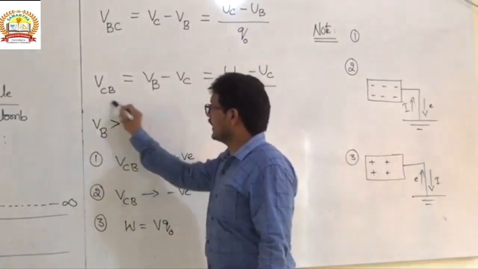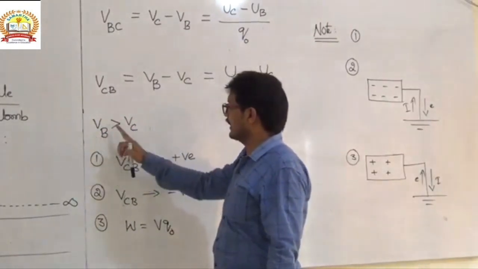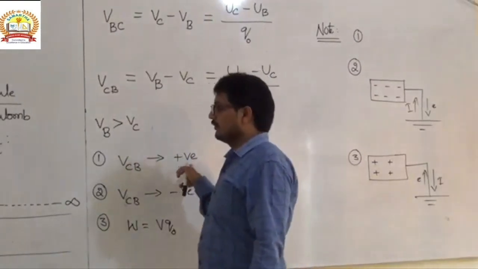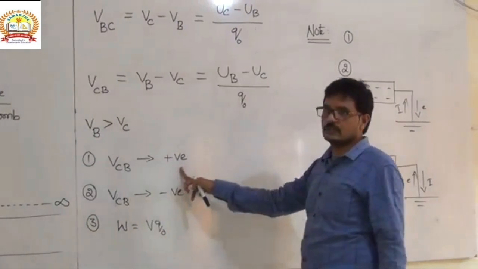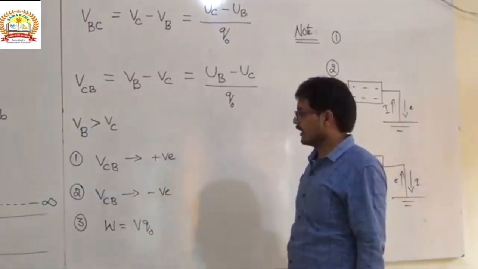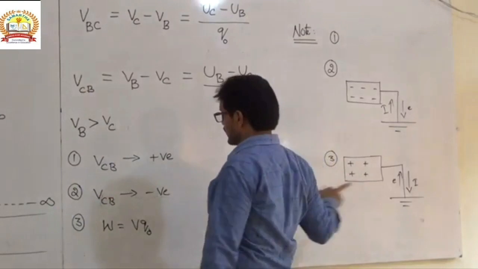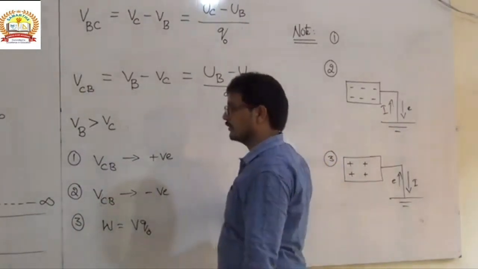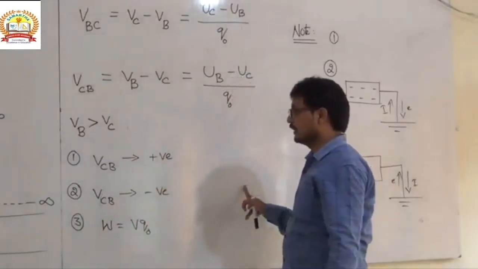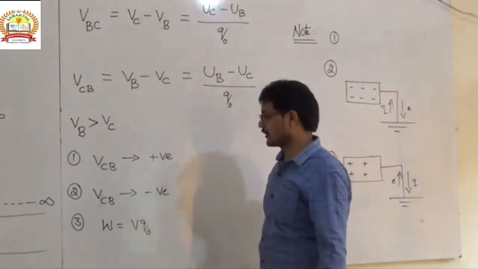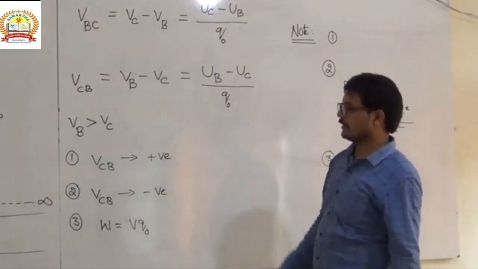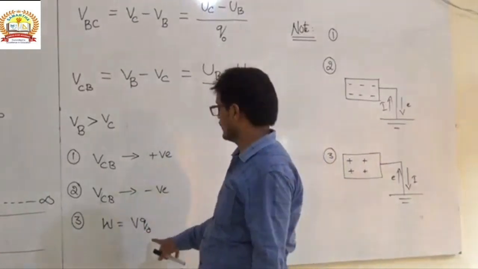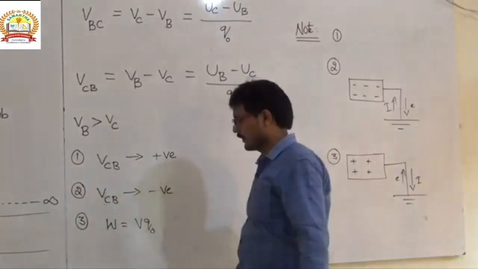If Vb is greater than Vc, that is, the potential at point B is greater than at point C, the difference will be positive when we are taking the charge against the electric field. In moving the charge from B to C, there is no need of work because the electric field is doing work. Then the potential difference will be negative. And the work done for the potential difference is the product of the electrostatic potential and the test charge Q naught.